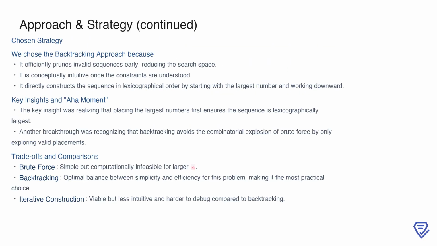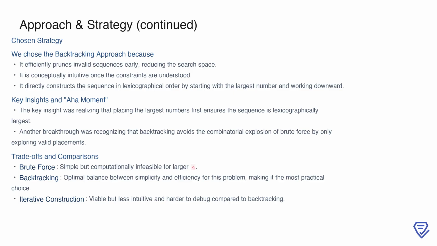After evaluating the different approaches, we chose the backtracking method as our strategy for solving this problem. The main reason is its efficiency in pruning invalid sequences early, which reduces the overall search space. Once the constraints of the problem are clearly understood, backtracking becomes an intuitive way to directly construct the sequence. Importantly, by starting with the largest number and working downward, this method naturally ensures that the sequence is lexicographically largest. A key insight here is that placing the largest numbers first guarantees that the overall sequence remains optimal.